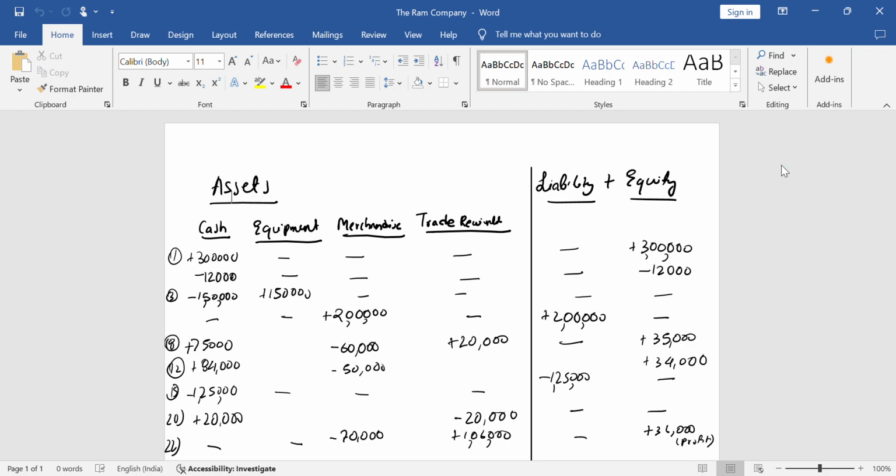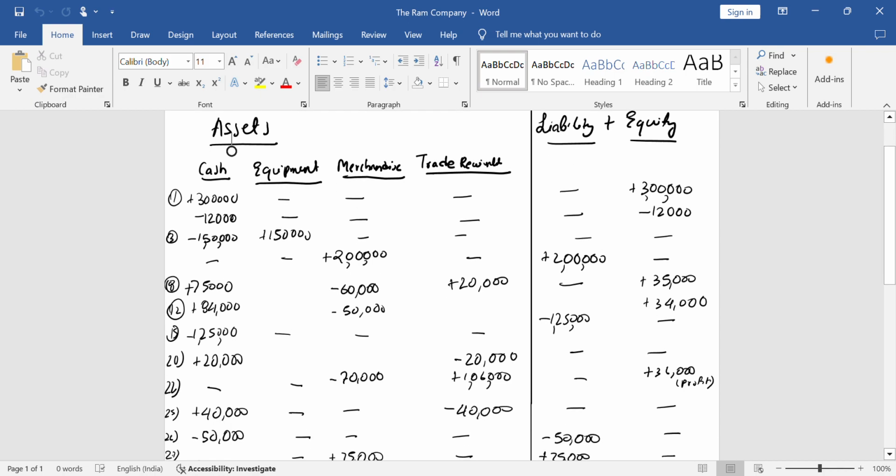So now we are going to solve the question of the RAM company. For 10 marks we have to show the impact of transactions on assets, liabilities and equity. So I have made a table. The business has started with rupees 3 lakh as cash. So we'll add 3 lakhs in cash and also 3 lakh in equity.